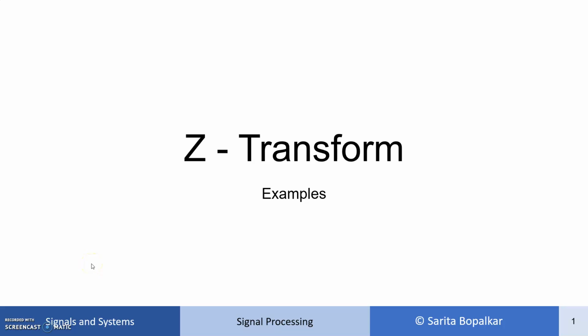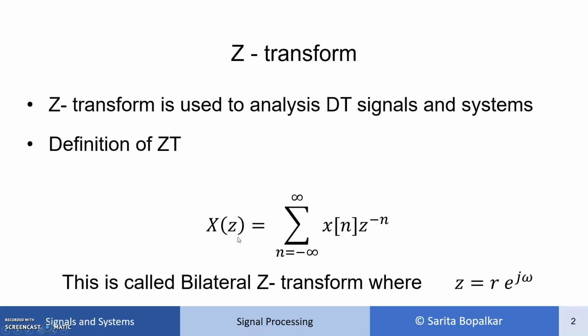Hello and welcome. In this video, we'll solve some examples based on the Z transform. We know that the Z transform is used to analyze discrete time signals and systems. The definition of the Z transform is the sum, n varies from minus infinity to infinity, of x of n, z raised to minus n.